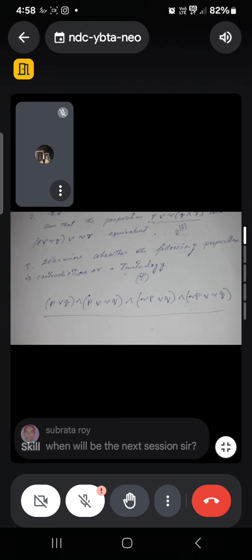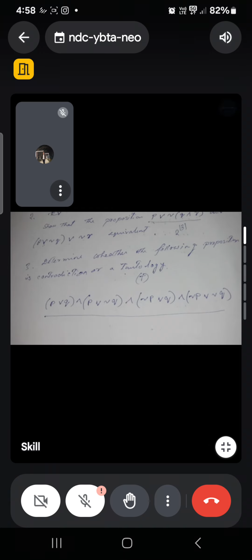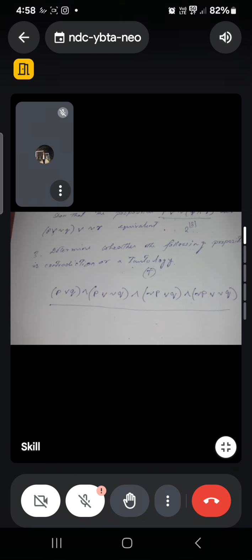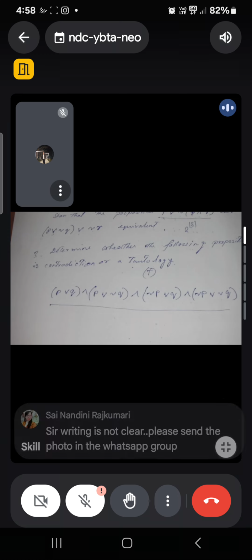Next session will be, I think, Wednesday. So I have to finish this propositional logic. Today the time is almost over, so I have to explain two more conjunctions, if and only if, and if then. These two conjunctions are remaining. So I will explain these two in the next class.